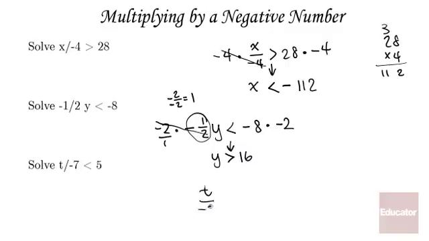T over negative 7 is less than 5. So here we're going to multiply both sides by a negative 7. And those are going to cancel, and T is, remember to reverse the inequality. You could also circle it to make yourself remember. T is greater than negative 35. So in all of these problems, when multiplying by a negative number, you must remember to reverse your inequality symbol in order to keep the inequality statement true.